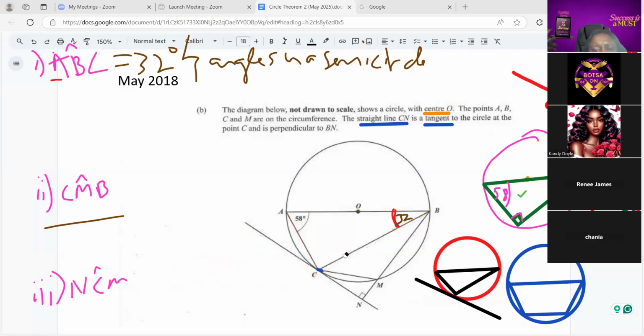So the next angle we need to find, oh no, let me put back the 90 degrees. The next angle that we need to find is angle CMB. Angle CMB. Okay, I see some people already found it.